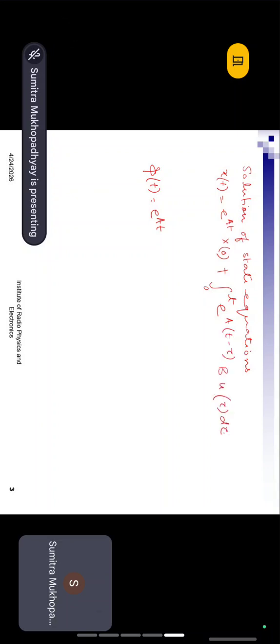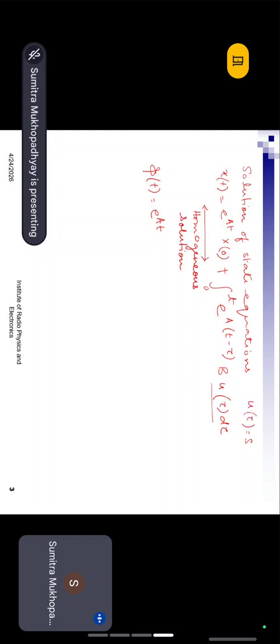This was the solution. This part is the homogeneous solution. It's called the unforced condition. When the system is unforced, no input has been provided. So depending on only the initial condition, how the system states are behaving, that we can identify from this part.